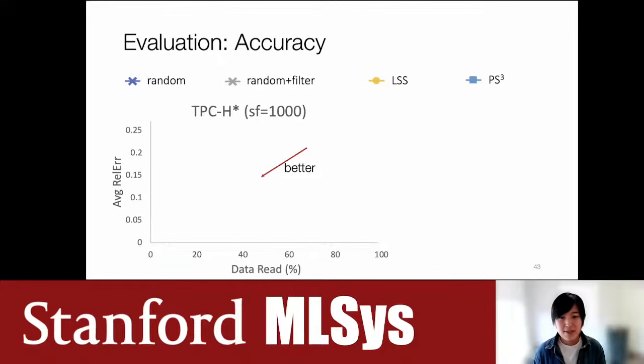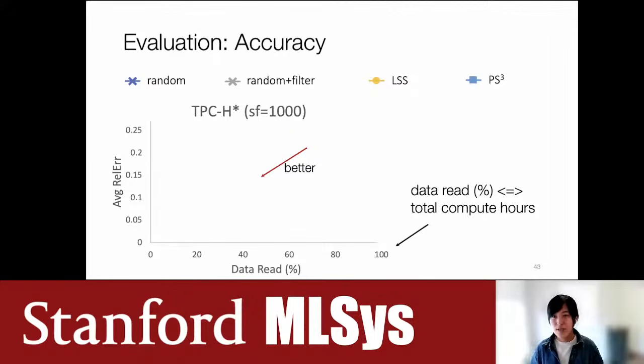For all methods of comparison, the y-axis is the relative error achieved by the method, and the x-axis is the percent of data read by different methods. In particular, this x-axis is a good proxy for the total compute hours you need to spend on evaluating these queries.